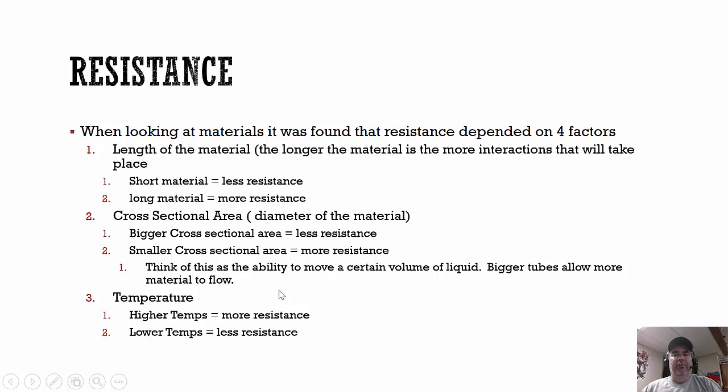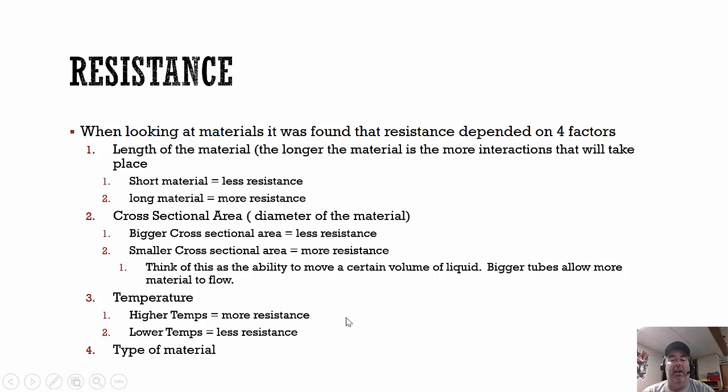As we increase the temperature, this goes back to chemistry, but if you increase the temperature, those particles that are moving around now start bumping into one another a lot more. So higher temperatures give you more resistance. Lower temperature, those particles start to slow down. And if they slow down, they're bumping into each other less, and if they're bumping into each other less, you then have less resistance.